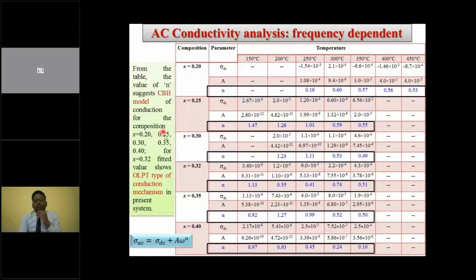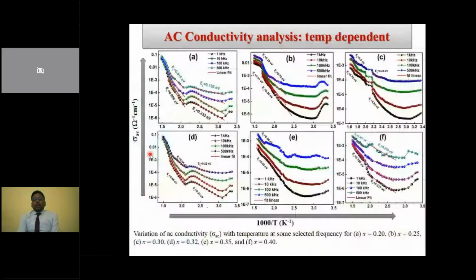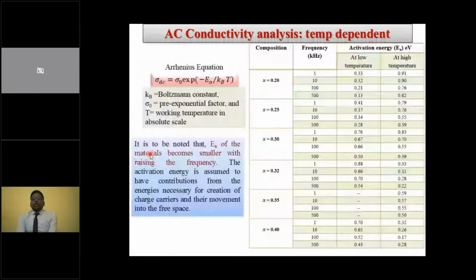Here for x equal to 30, it is decreasing and then increasing again. Only this material shows the OLPT type of conduction, otherwise the rest of the materials follow the correlated barrier hopping model of the conduction mechanism. Now, if we calculate the AC conductivity with respect to temperature, then the Arrhenius equation is there, and from the Arrhenius equation we can calculate the activation energy for this material.